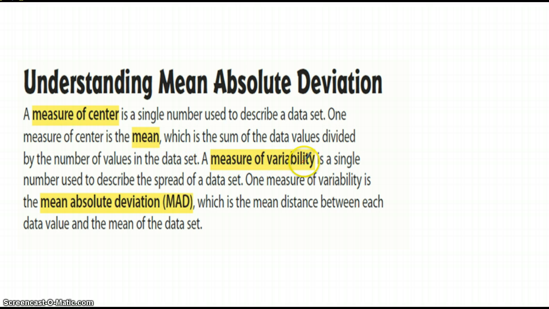A measure of variability is a single number used to describe the spread of a data set. One such measure of variability is called a mean absolute deviation, which is the mean distance between each data value and the mean of the set. A lot of fancy words, a lot of definitions that may seem a little confusing. So the best way to do it is just to do it.